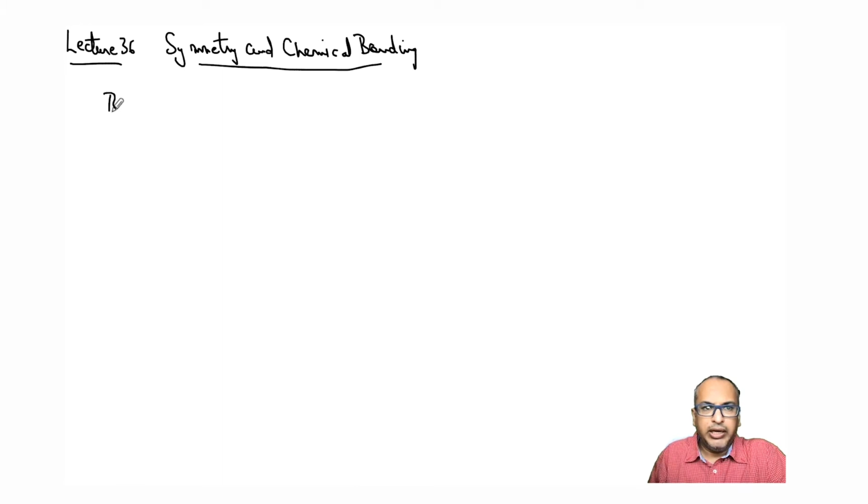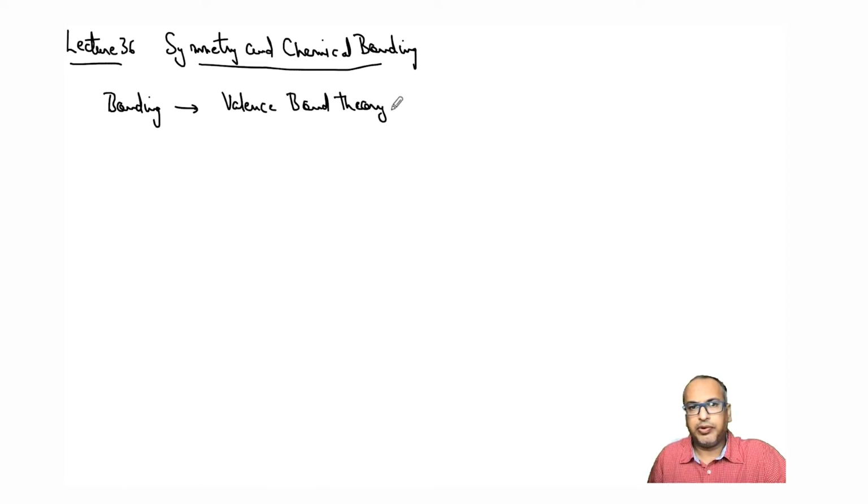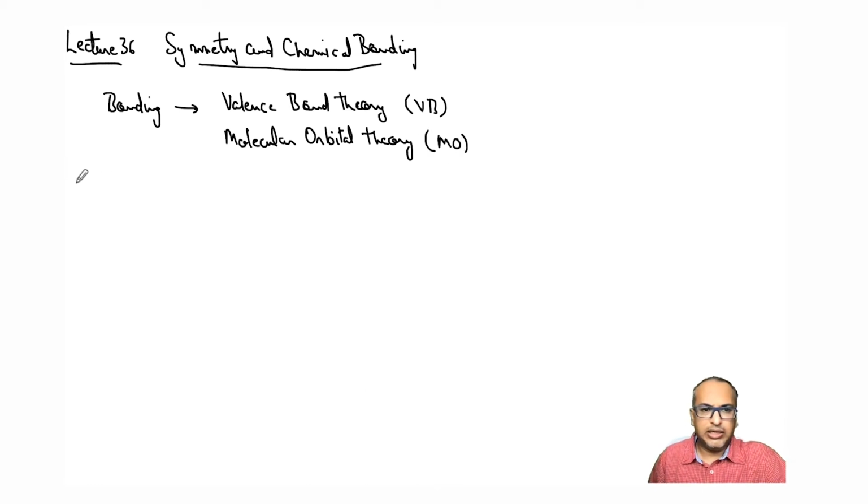So bonding can be described by, again, this you must have already read in your first or second year of BSc. So it's valence bond theory, and second is molecular orbital theory. This is also denoted as VB, and this one as MO theory. Now let us discuss first the valence bond theory, and then we will try to use symmetry arguments to develop the bonding wave functions in valence bond theory.